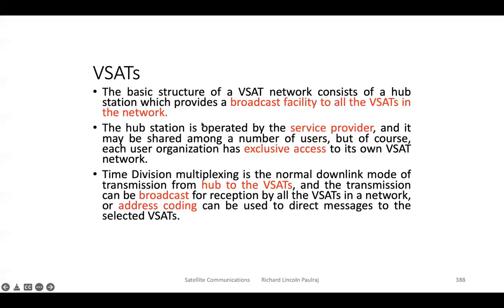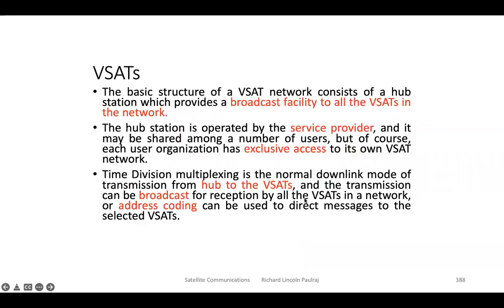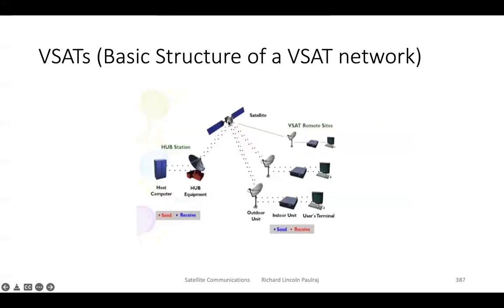Time division multiplexing is the normal downlink mode of transmission from hub to VSATs. So TDMA is what we're going to use from the hub to VSATs. The transmission can be broadcast for reception by all VSATs in the network, or addressing or address coding can be used to direct the messages. Let's say, for example, now this is broadcasting. The satellite is broadcasting.